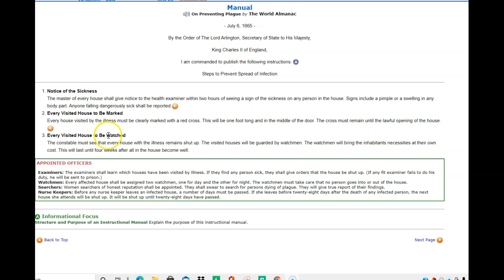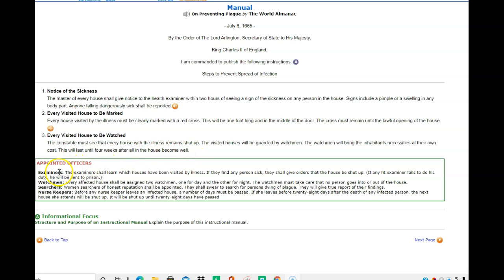3. Every visited house to be watched. The constable must see that every house with the illness remains shut up. The visited houses will be guarded by watchmen. The watchmen will bring the inhabitants necessities at their own cost. This will last until 4 weeks after all in the house become well.